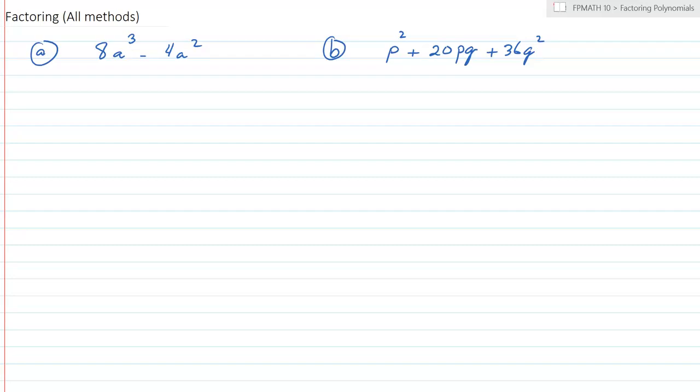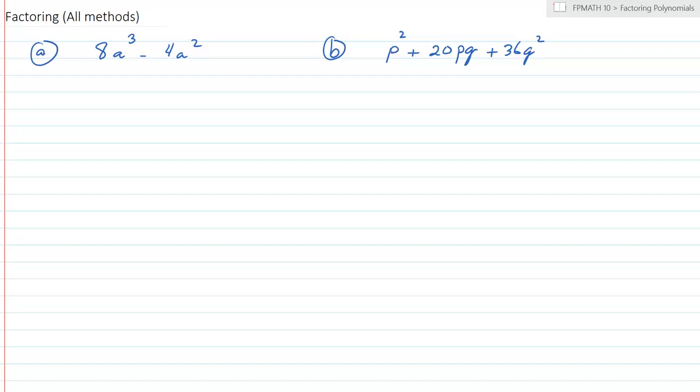Good day, everyone. So let's look at some factoring questions in general. We can use any method that we wish, and all the rules apply. The first time that you look at a question, you need to check for all the GCFs. Take that out first, and then if you can continue factoring inside the bracket, you'll do that. So let's look at example A.